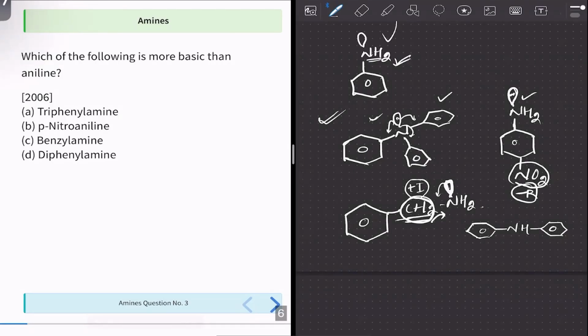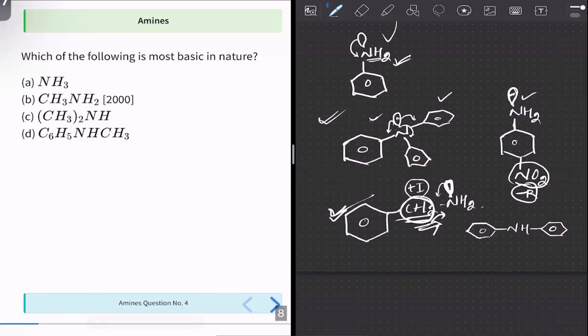In aniline, there is delocalization. Here there is no delocalization. So benzylamine would have more electron cloud on nitrogen than that of aniline. So it will be more basic than aniline. Okay, so option C is the correct answer.